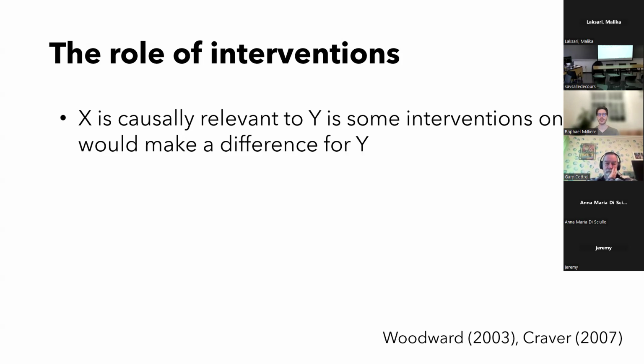So let me flesh that out a little bit more. X is causally relevant to y if and only if there is some possible intervention on x. It doesn't have to be an actual intervention, but at least some possible intervention, such that if we were to perform this intervention, then the value of y, or at least the probability distribution of y, would change, right? So the idea is that it would make a difference for y.